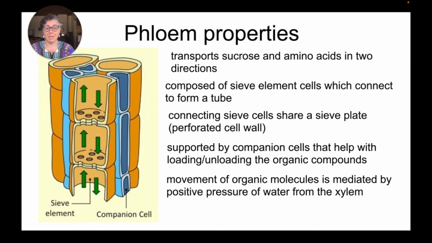And finally, what we discussed in the last video is that the movement of these organic molecules through the phloem is going to be mediated by the positive pressure of water from the xylem. So again, that is due to the fact that water molecules cannot be compressed. There's basically no airspace between them, and so there is this pressure that's created on one end of the phloem tube.